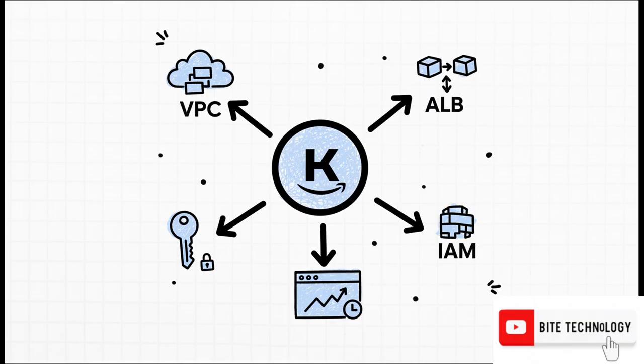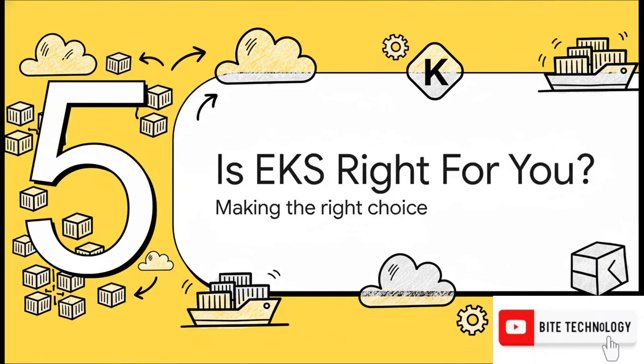EKS is deeply woven into the fabric of AWS. It uses the VPC for networking, it integrates with application load balancers for traffic, it sends logs and metrics to CloudWatch, the list goes on. This isn't just Kubernetes on AWS, it's Kubernetes that speaks AWS fluently. Okay, so we've seen how powerful EKS is, but does that mean you should use it for everything? Probably not. Let's get practical and figure out when it's the right tool for the job and when it's not.